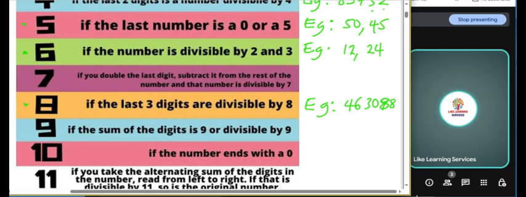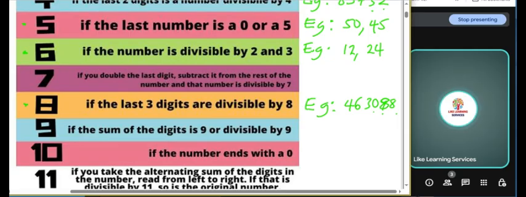If the last 3 digits are divisible by 8, then the number is divisible by 8. It is just the last 3 digits. What is 8 times 12?